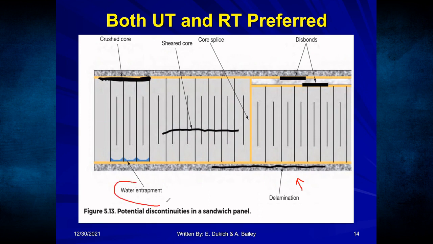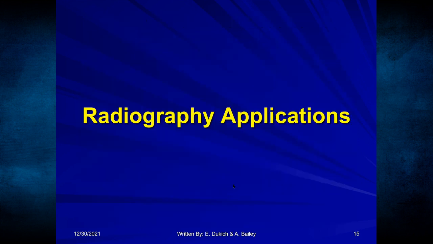And here is the wonderful in-service water entrapment. Now, like I said, water entrapment normally happens in service from moisture collecting inside of the composite during use. But hey, it could happen if we use an NDT immersion technique. We can cause water to get in there unintended. So those are our discontinuities. Now let's look at some radiography applications here.